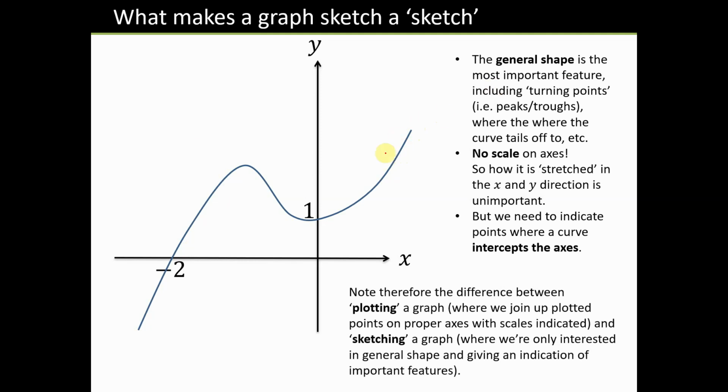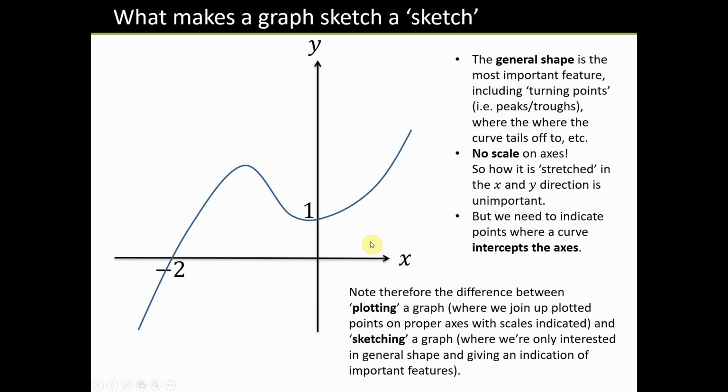is the same. When we plot something, we are plotting exact coordinates that we figured out and connecting them with a smooth line. When we're sketching, we're just interested in the general shape of it and some specific key points, the important points of the graph. We don't need to have a scale on our axis. You can see here the only numbers we've got are where it's crossing the axis, and that's what's important in this graph.